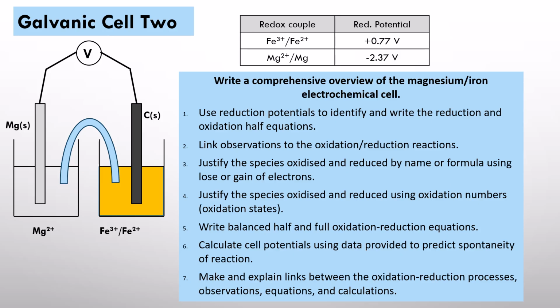In the left solution, we have a magnesium electrode and we have magnesium ions. And on the right, we have an inert carbon electrode. That's an electrode that won't react with the solution. And in the solution, we have both Fe3+ and Fe2+ ions. It's important to note here that Fe3+ is a rust orange color. Fe2+ is a really faint green color. Magnesium metal is a gray color. Okay, let's see if we can write our overview of this.